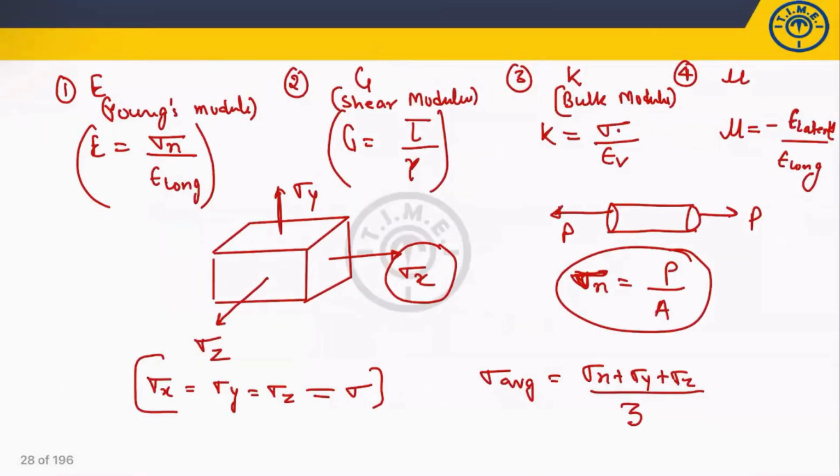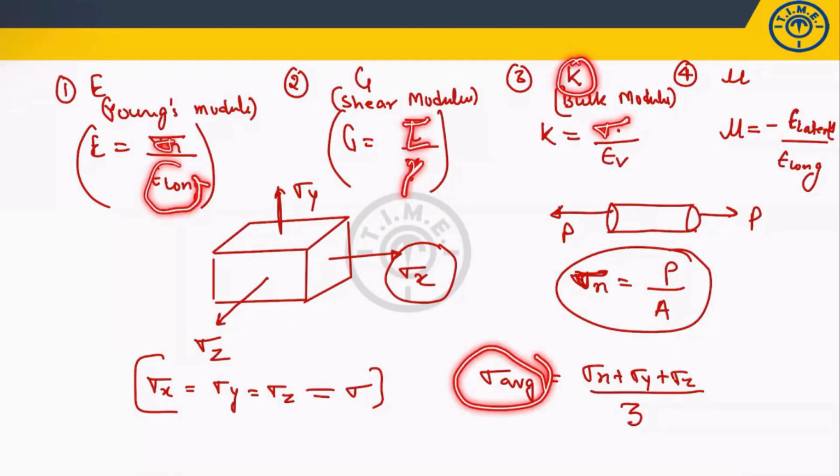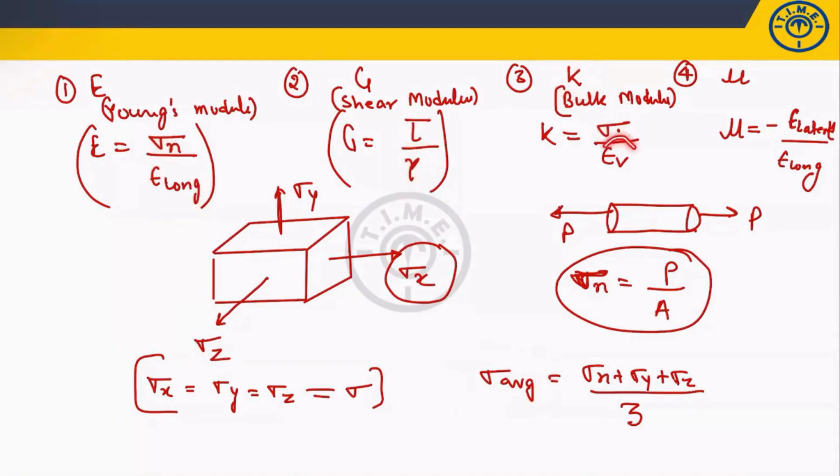I have discussed some elastic constants. The first one is Young's modulus, which is defined as the ratio of normal stress to the longitudinal strain, and the shear modulus is shear stress to the shear strain. Bulk modulus is the average stress or the hydrostatic stress to the volumetric strain. Poisson's ratio is the ratio of lateral strain to the longitudinal.